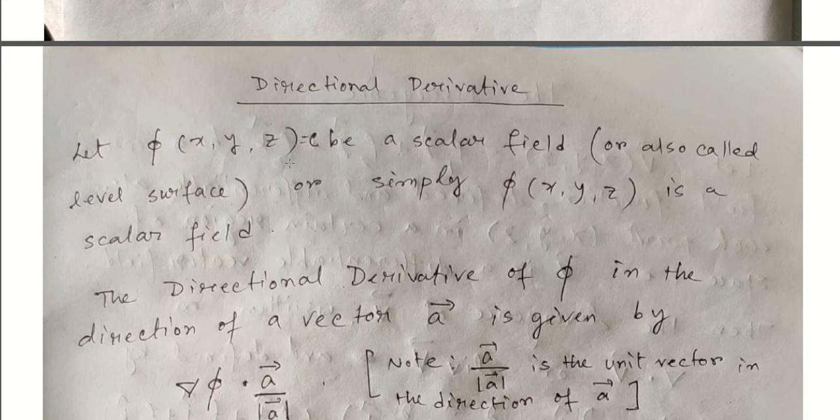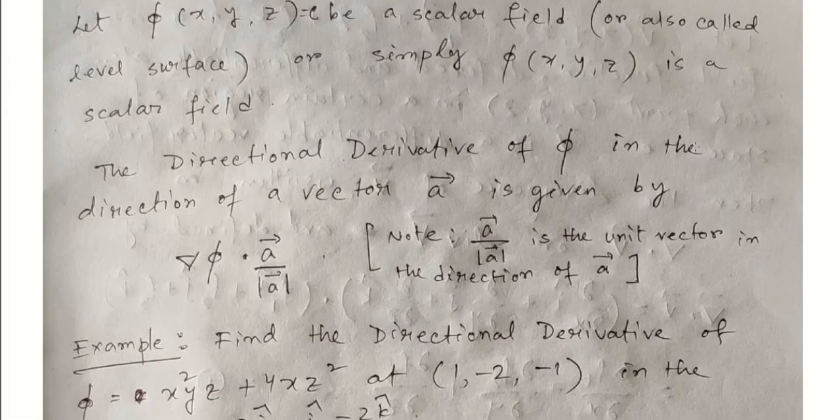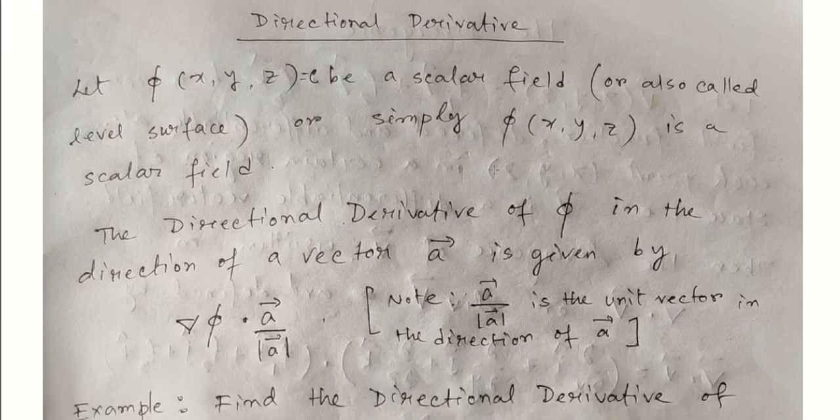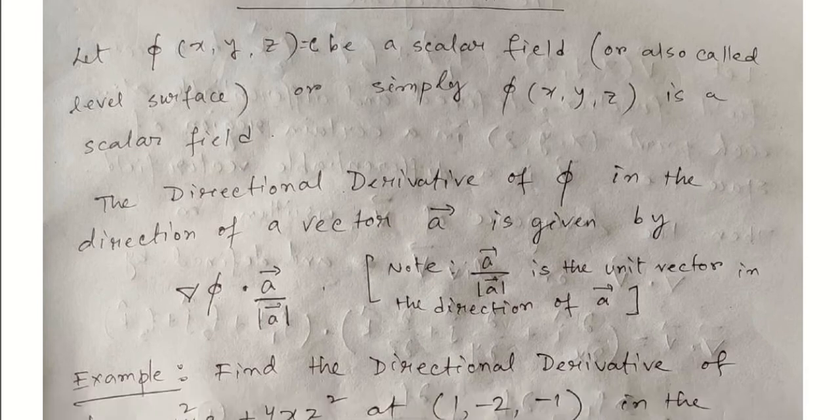The scalar field is given, phi(x, y, z) equal to c. It is a scalar field. So now find the directional derivative of phi in the direction of a. Just look at this name, directional derivative. That is the derivative which has some direction.